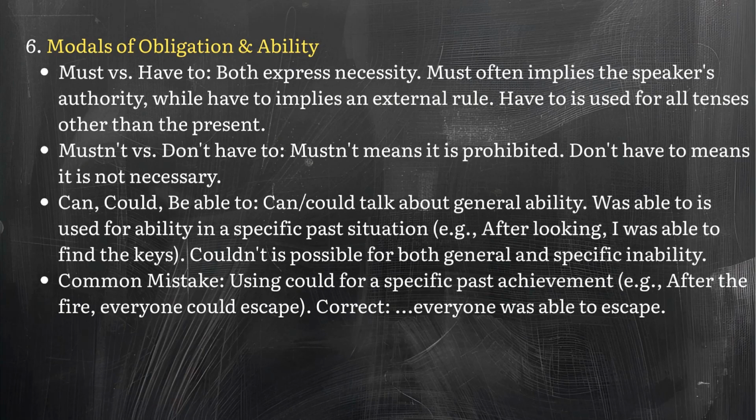Understanding modals like must and have to is about nuance. Must often implies the speaker's own authority or strong recommendation, while have to suggests an external rule. Remember that must is only for the present. For other tenses, use a form of have to. The negative forms are very different. Mustn't means something is prohibited, while don't have to means it is not necessary.